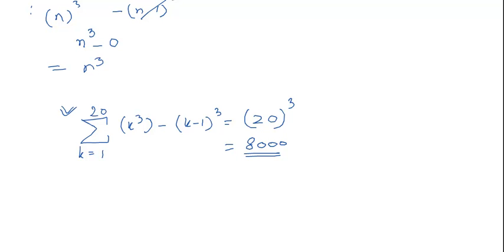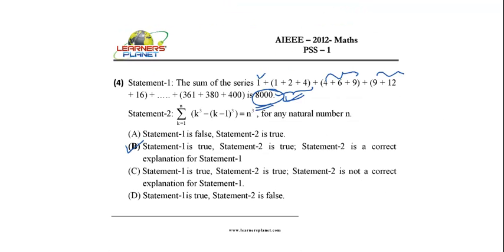Therefore the correct answer for this one will be that statement 1 is correct, statement 2 is correct, and statement 2 is the correct explanation of statement 1. So let's see which is the correct option. Here option B is correct, that is statement 1 is true, statement 2 is true, and statement 2 is the correct explanation of statement 1.